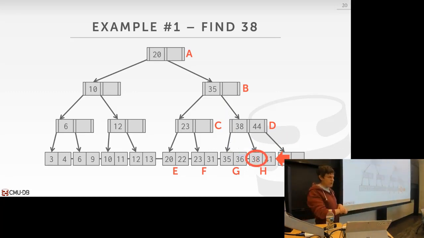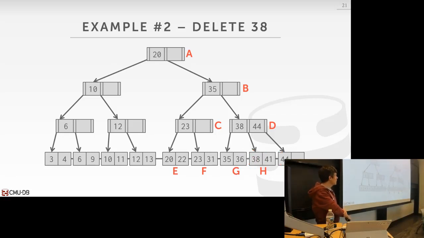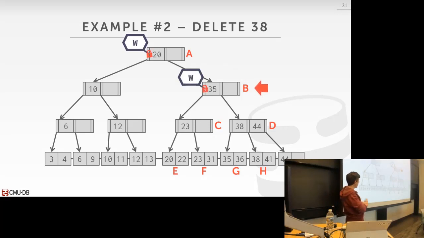So let's see now if we want to do a delete. I start off with the write latch on the root. I come down to B after I acquire the write latch. At this point, is it safe for me to release the latch on A? No. Why? Because I only have one key in B, and I don't know what's below me yet. I'm doing 38, so I'm going down here. I don't know what these other nodes look like yet. So if I do a delete and I have to do a merge and remove this key, now I have to make a change up to A.